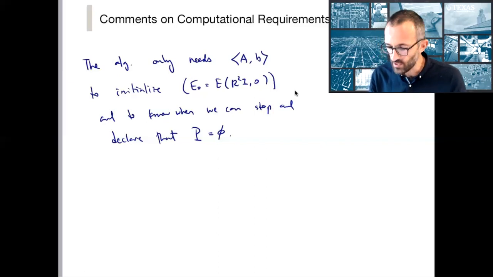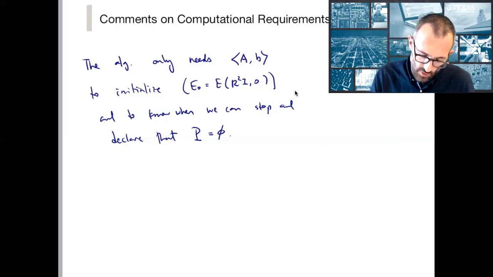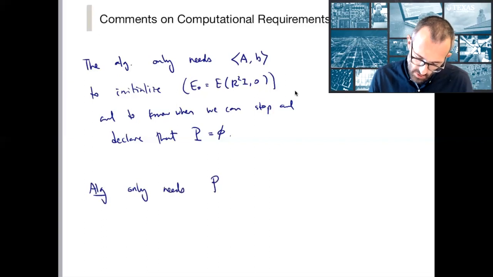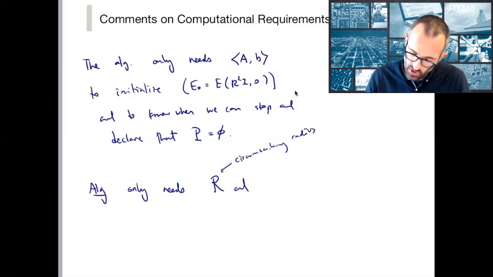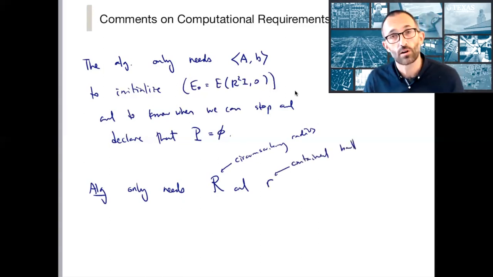So the upshot of what I'm saying is that our algorithm only needs some knowledge of capital R, which is basically a circumscribing radius, and little r, which is a ball contained in our polytope P. Otherwise, there is nothing here that forbids us from having exponentially many inequalities defining our polytope, as long as we have an efficient way to search through them and check that they're all satisfied or find the violated one. And this is exactly how we're going to use it.